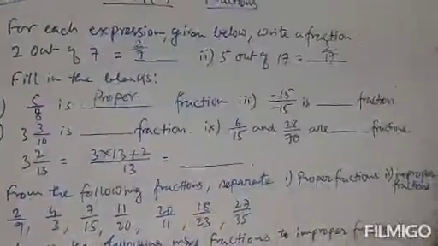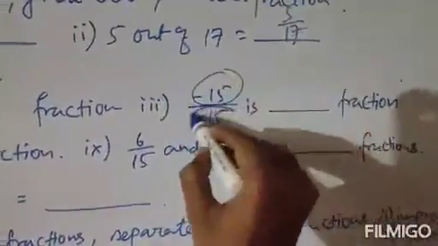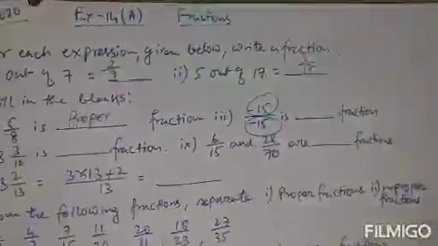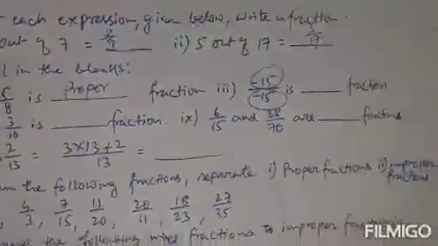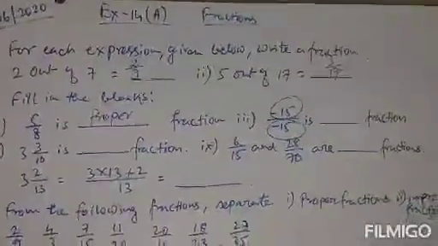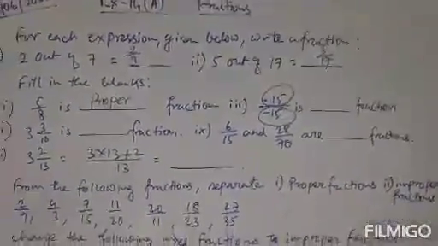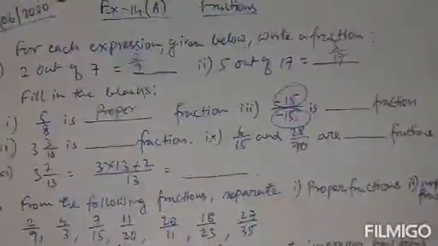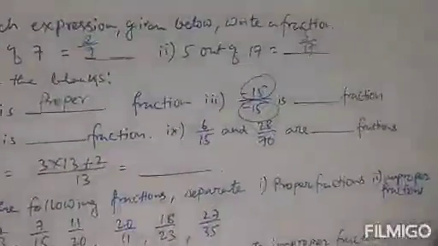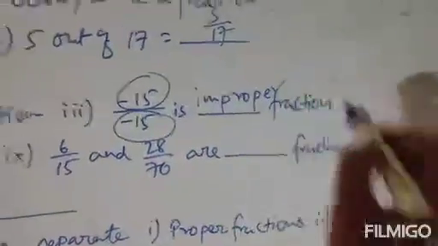Next, minus 15 by minus 15. Now see, the numerator is minus 15 and the denominator is also minus 15. So it is an improper fraction, because the definition of an improper fraction says when the numerator is greater than the denominator or when the numerator is equal to the denominator, that fraction will be an improper fraction. That means there are two conditions in an improper fraction. One is when the numerator is greater than the denominator and the other when the numerator is equal to the denominator. In both cases, the fraction will be an improper fraction. Here the numerator and denominator are both equal, so the fraction is an improper fraction.